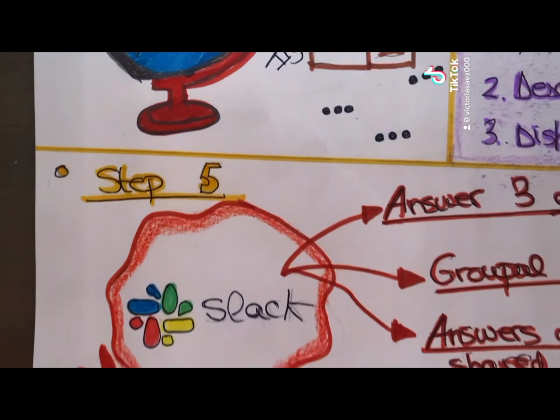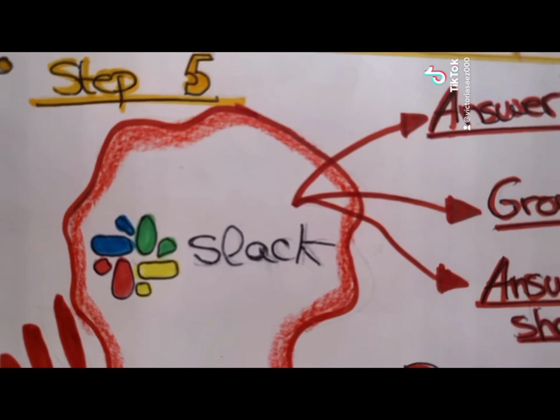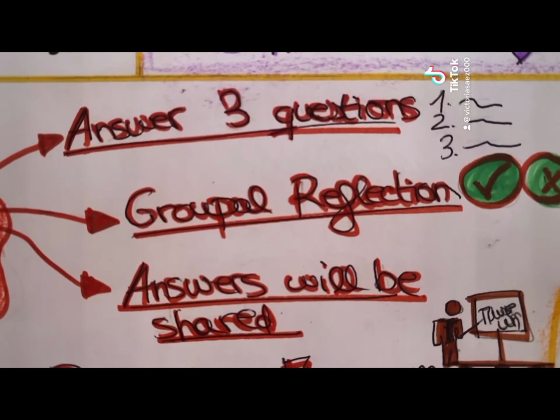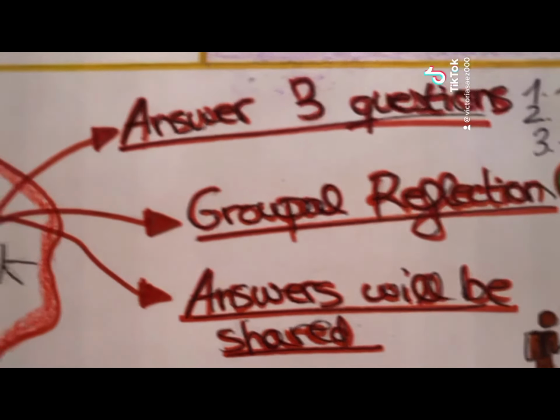Step 5. Once they have created and completed the museum, they will need to access the Slack website. On this page, they must log in using their school email. They should answer 3 questions to get an overview of how they have developed the project.